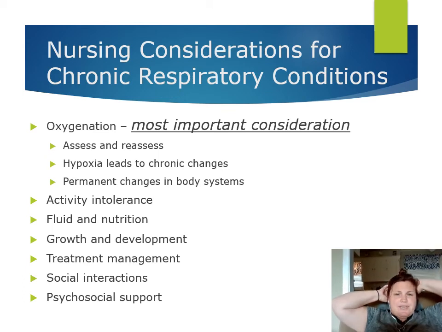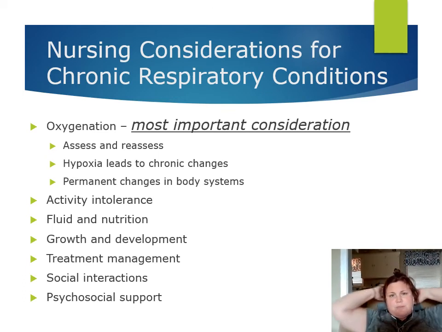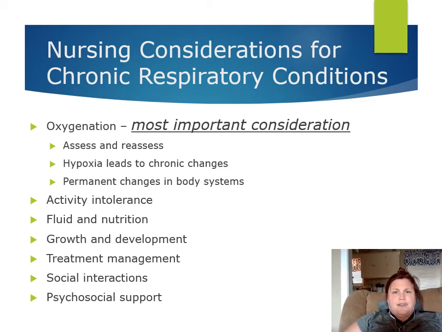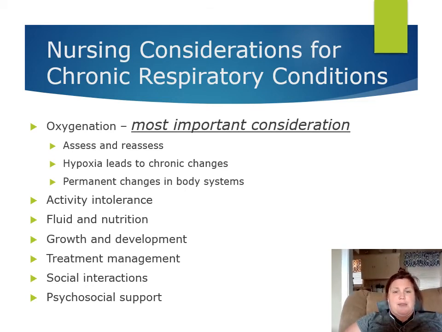Okay, so just as a recap, nursing considerations for chronic respiratory conditions. Most important thing is oxygenation. We've got to consider that. Assess and reassess the condition. Hypoxia leads to chronic changes and permanent changes in the body system. So the condition should be managed if the child has proper oxygenation of tissues.